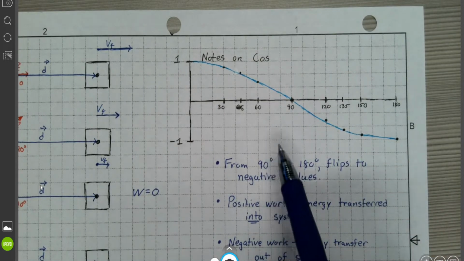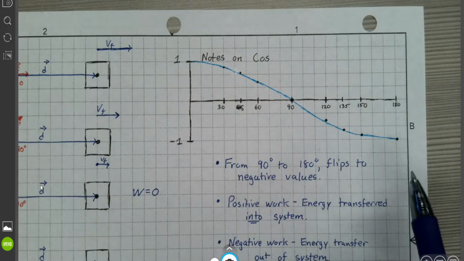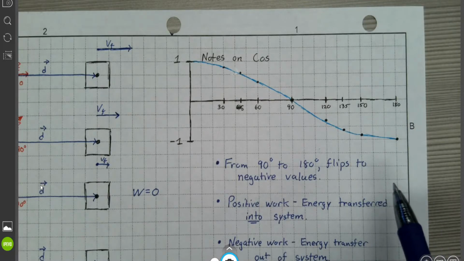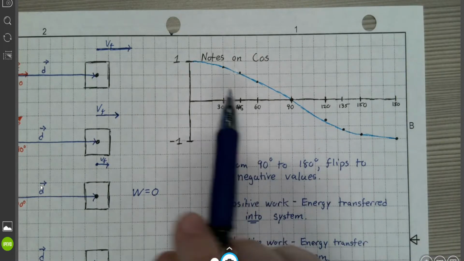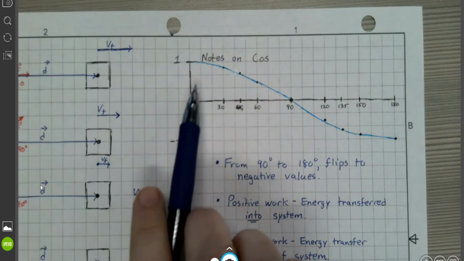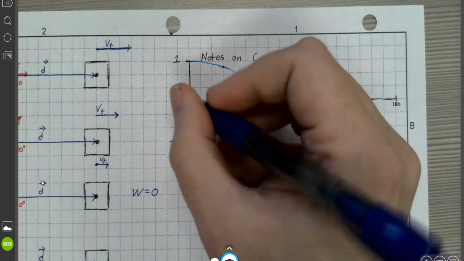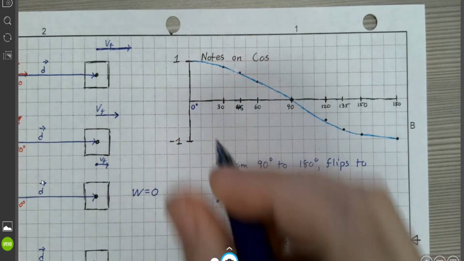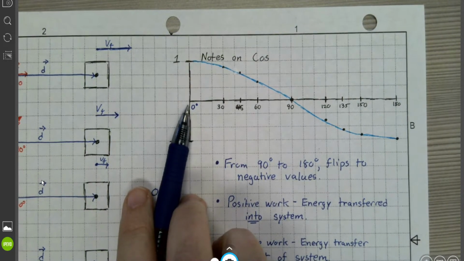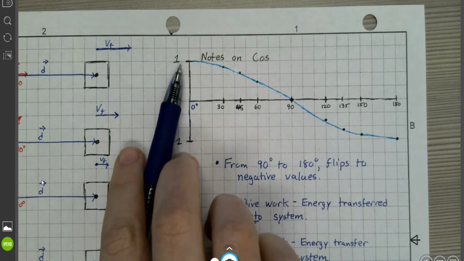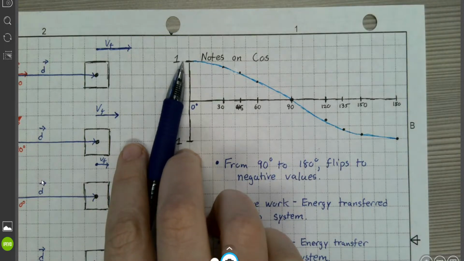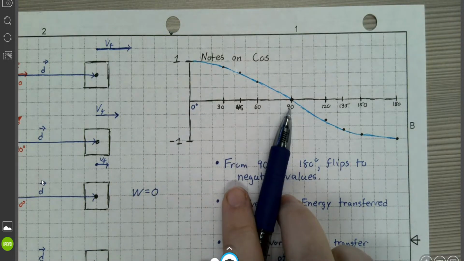So now's probably a good time to bring up some ideas on the cosine. Some of you have had trig and some of you haven't, but this is basically what it's going to look like. When you're right in line with each other at 0 degrees, the cosine of 0 is a maximum value of 1. As you continue to go from 0 to 90 degrees, the cosine decreases over time.